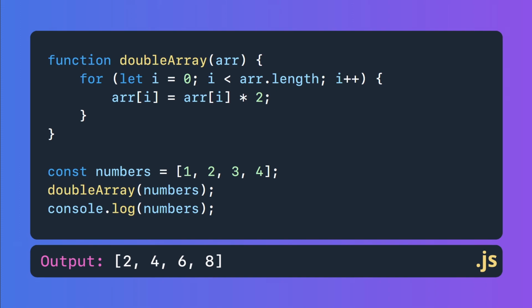Similarly, if an array is passed as a parameter, any changes to the array's values will be visible outside of the function. This is because arrays are passed by reference in JavaScript, meaning that the function receives a reference to the original array rather than a copy of it.